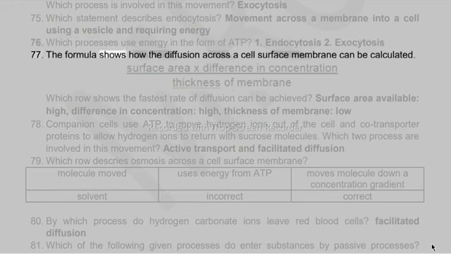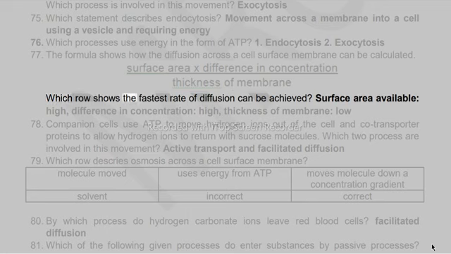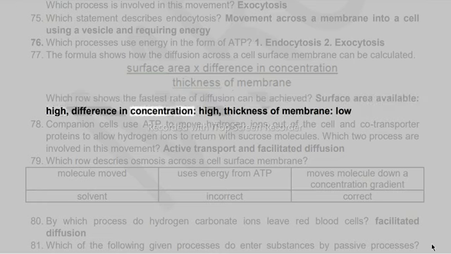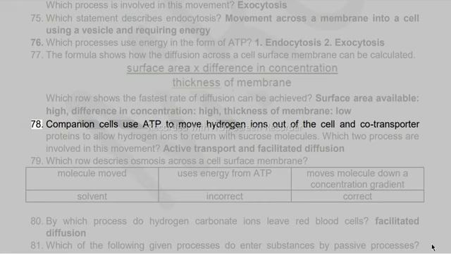77. The formula shows how the diffusion across a cell surface membrane can be calculated. Which row shows the fastest rate of diffusion can be achieved? Surface area available: high. Difference in concentration: high. Thickness of membrane: low.